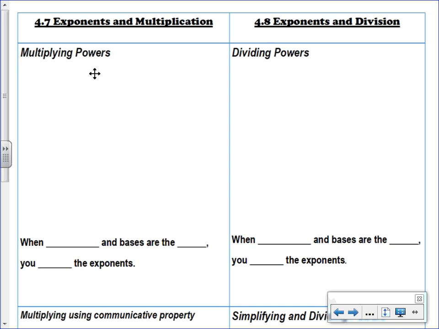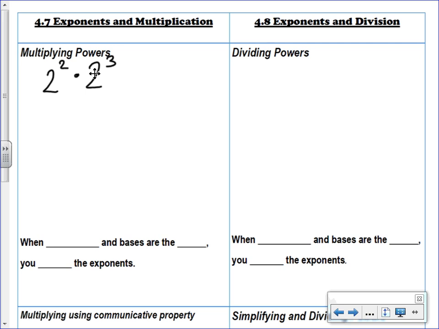We are going to learn some exponent rules. They're pretty basic. First, we're going to start with multiplying powers. So we had 2 squared times 2 to the third, let's say. There's an easier way to do this, instead of doing 2 squared and then 2 to the third, then multiplying again.